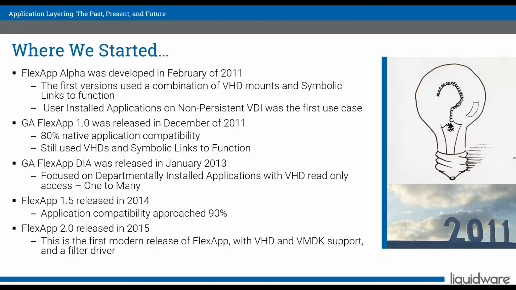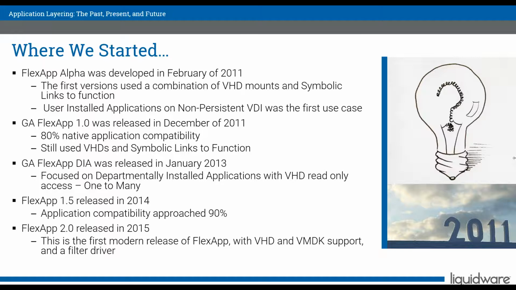First, we created GA FlexApp 1.0 that was released in late 2011. It gave us an 80% native application compatibility, so it was up there with the AppVs and the SVSs and the ThinApps of the world in terms of app compatibility. We still used VHDs and symbolic links to function, but our compatibility was getting a little bit better.